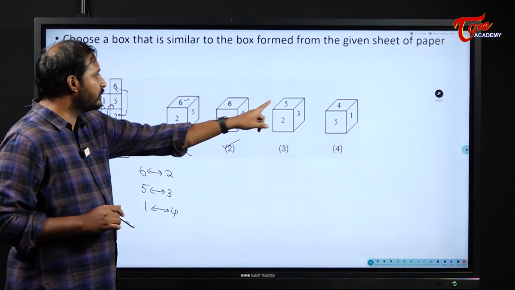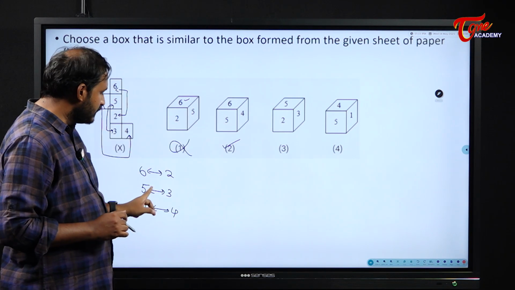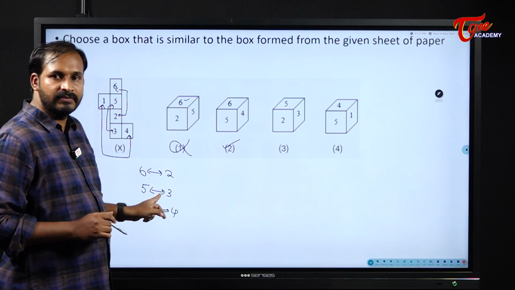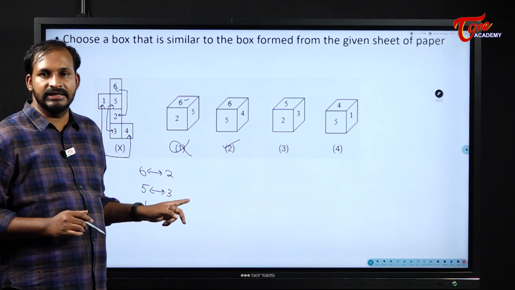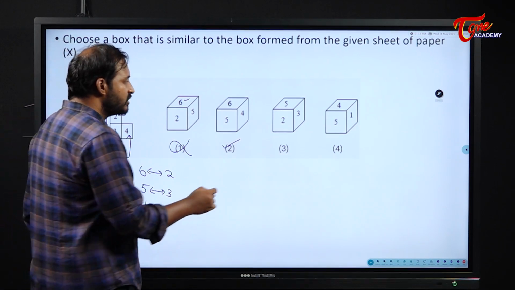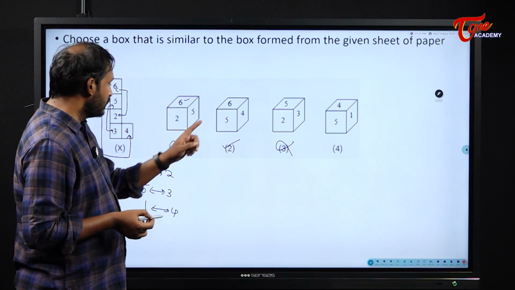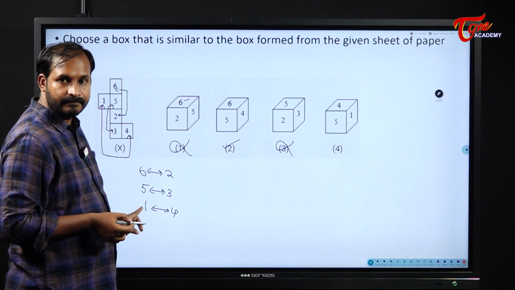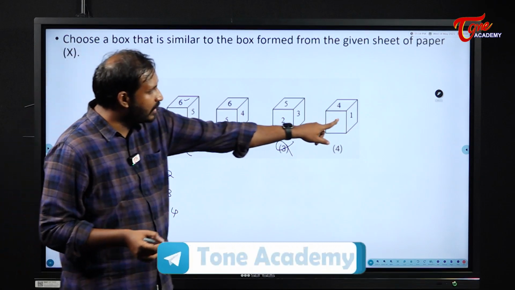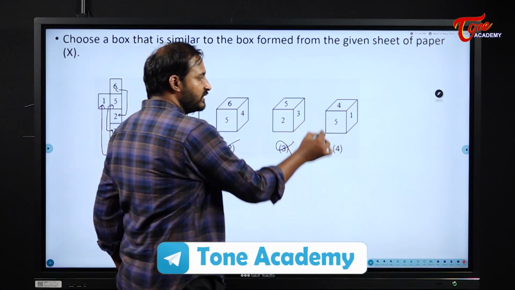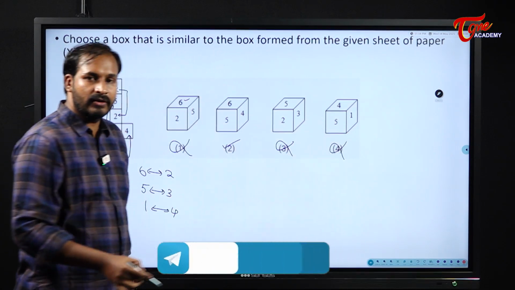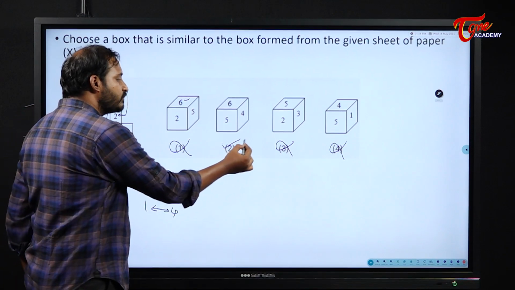5. What is the number opposite to 5, students? 3. Is it possible for me to see both 5 and 3 simultaneously? No, it is not at all possible. So this is not possible. Next, 4 and 5. Opposite to 4 is 1. But here we have 1. So is it possible for this fourth one? No. So what will be our answer here? Our answer is option 2.